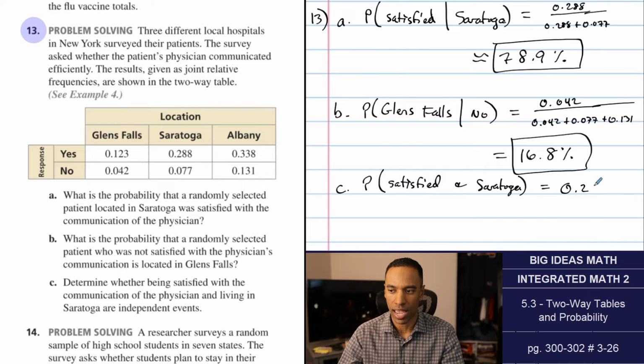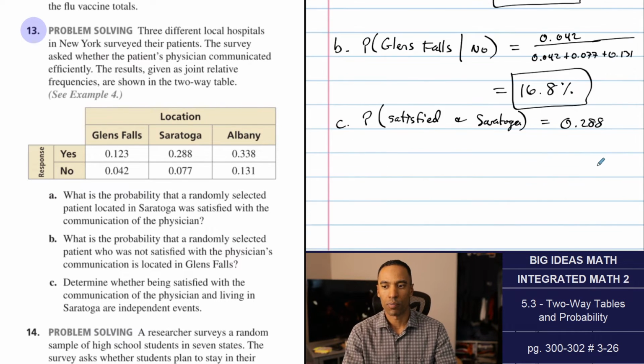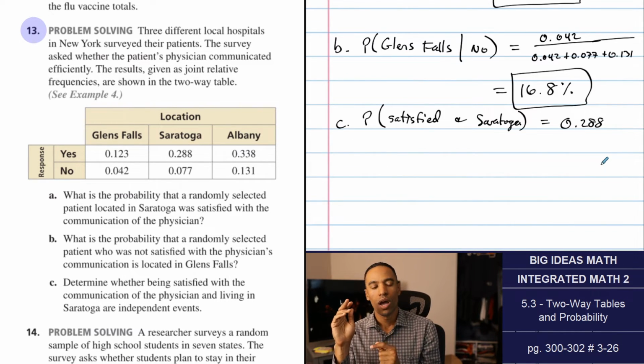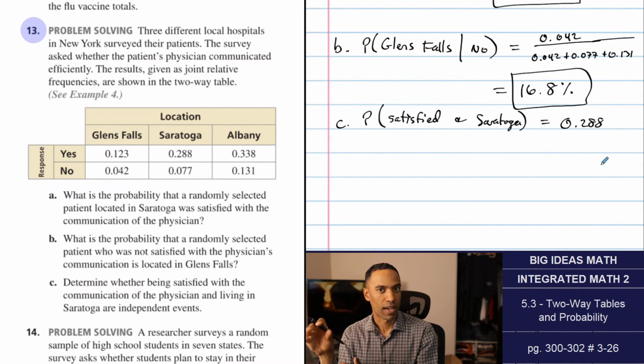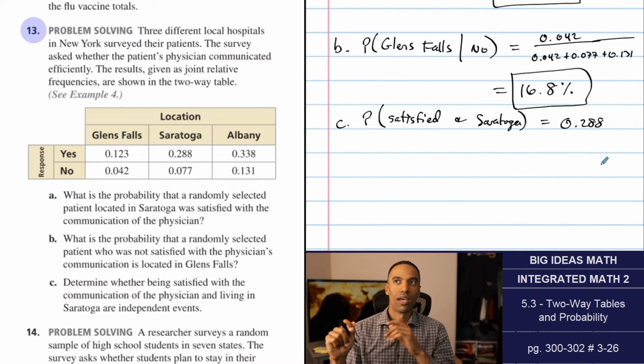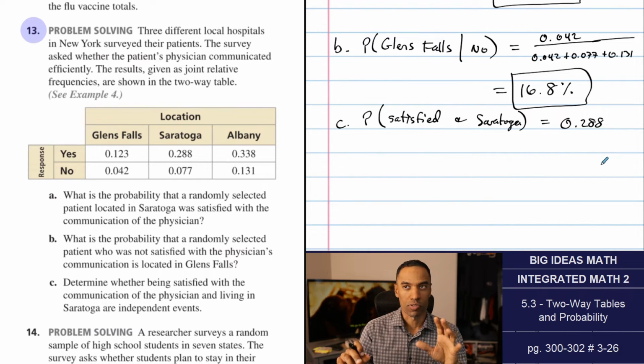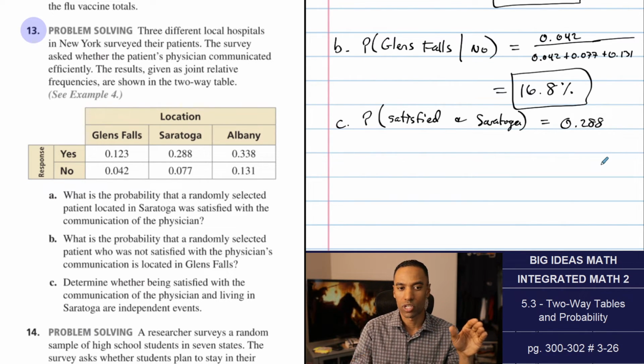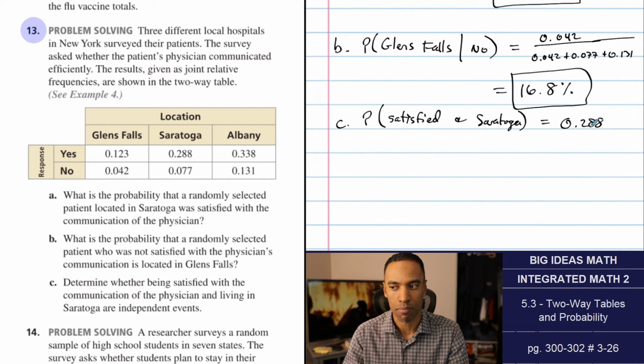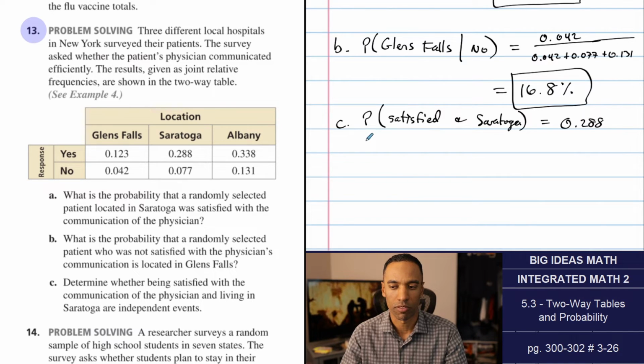That's the 0.288. We want to see now that if you're a person who is satisfied, and then I believe this is what you're supposed to do, and then if you're a person who lives in Saratoga, and we multiply those two probabilities, we want to see if that's the same thing as this. That's what I believe we're supposed to do here.